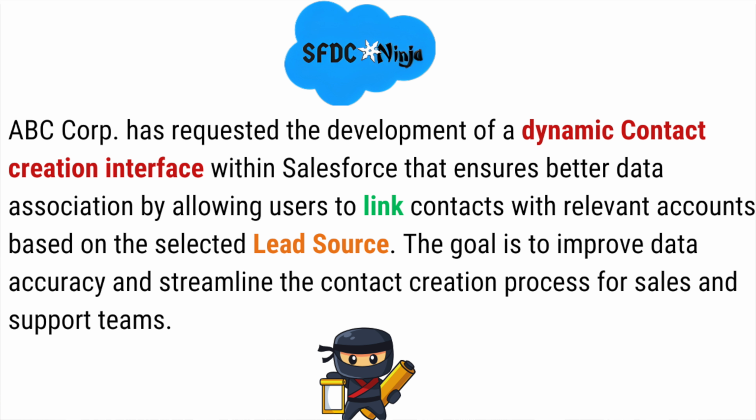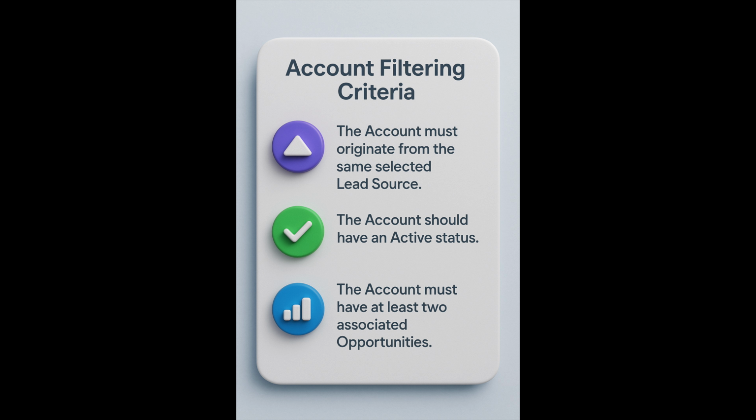First, let's understand the problem statement. Our client ABC Corp wants to simplify the process of creating contacts. Basically, while creating a contact, they want the user to select a lead source first, and based on that lead source, they only want to show accounts that are relevant to that source. But not just any accounts. They had a few conditions also, which are: first, the account must have come from the same lead source. Second, the account should be active. And third, the account must already have at least two opportunities linked to it.